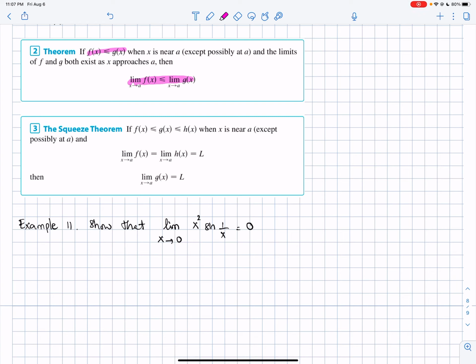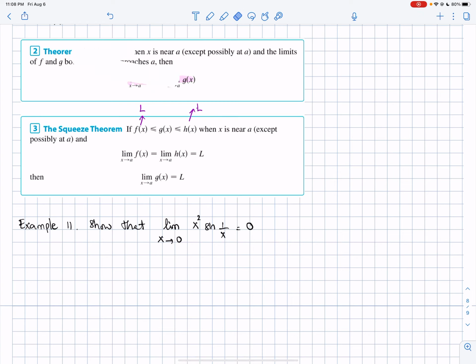The Squeeze theorem: if we have the function f less than g and less than the function h, but the limit of the function f of x equals the limit of the function h of x when x approaches a, then the limit of the function g will equal L, which is the limit of the function f and the function h. So here is what's going on: the limit of the function f equals L, the limit of the function h is also equal to L, g is in the middle, then the limit of the function g has to be equal to L.